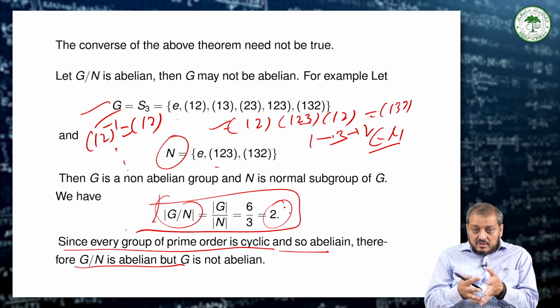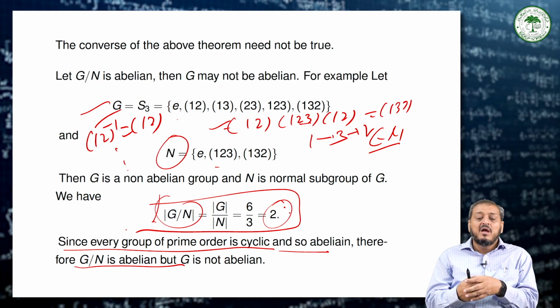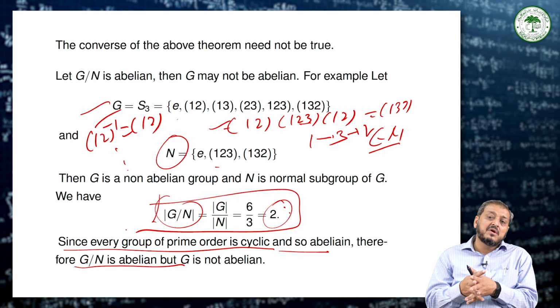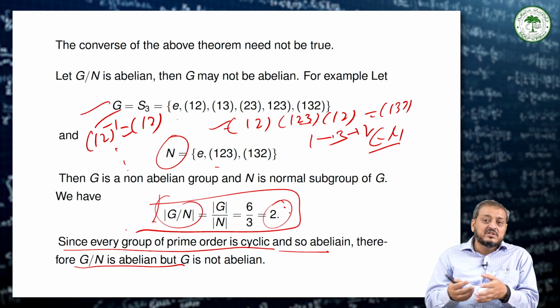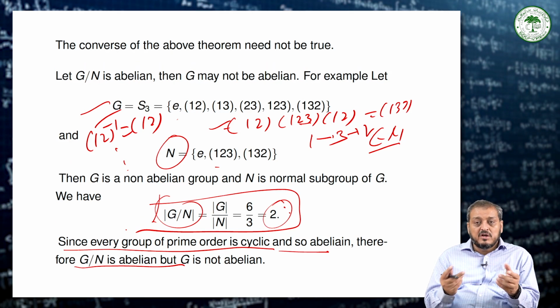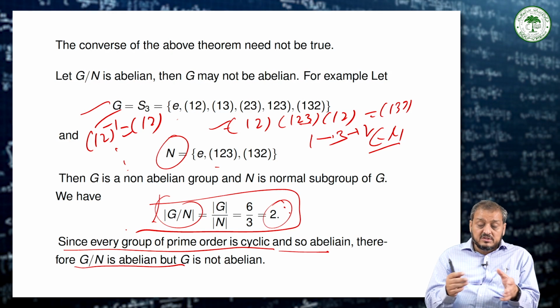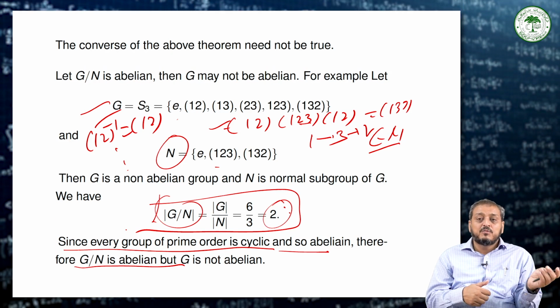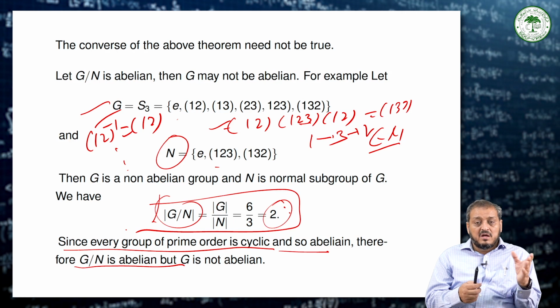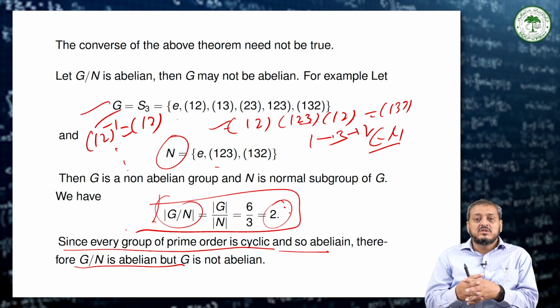If G is abelian, then G/N is abelian. But G may be a non-abelian group even though G/N is an abelian quotient group. So this means we have proved that the converse of that theorem is not true in general.